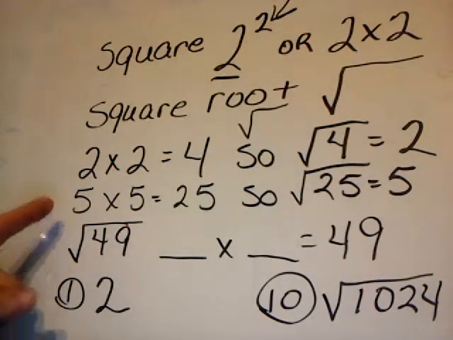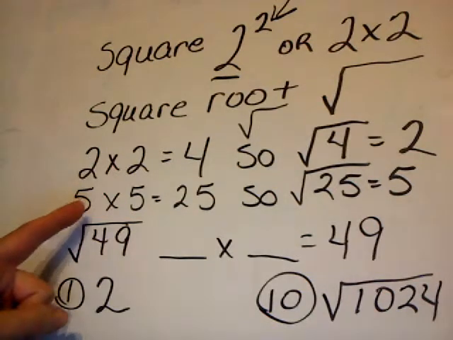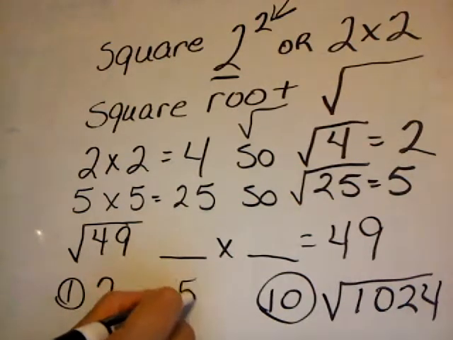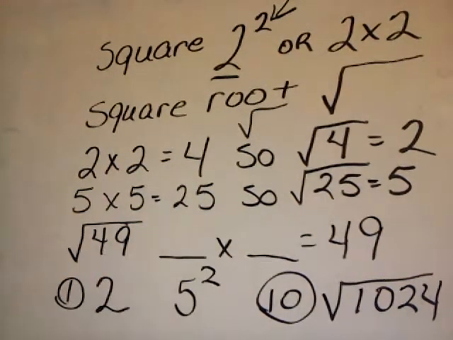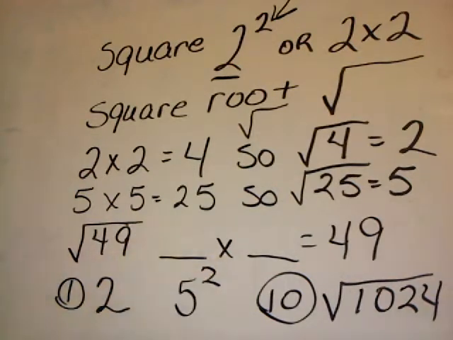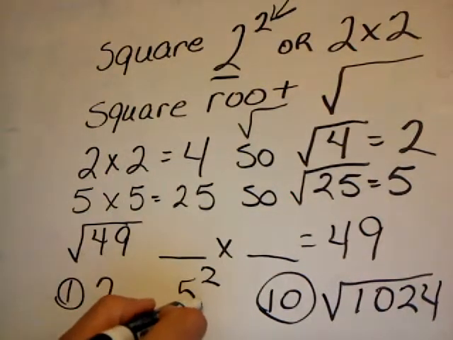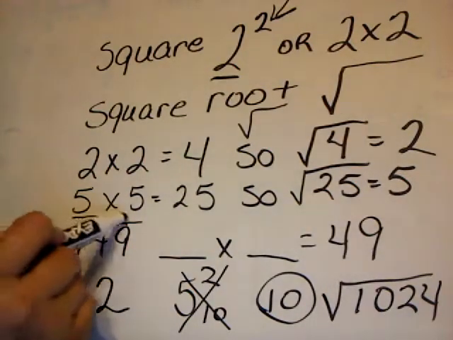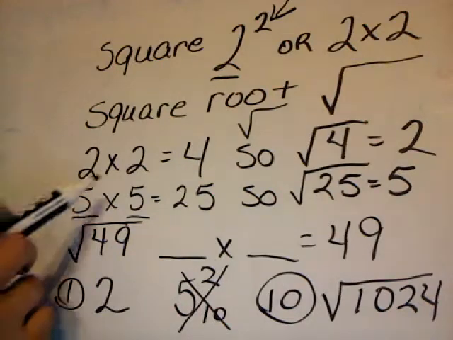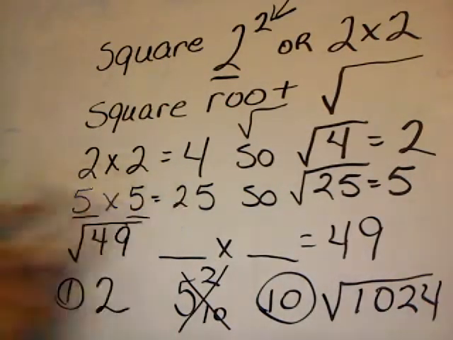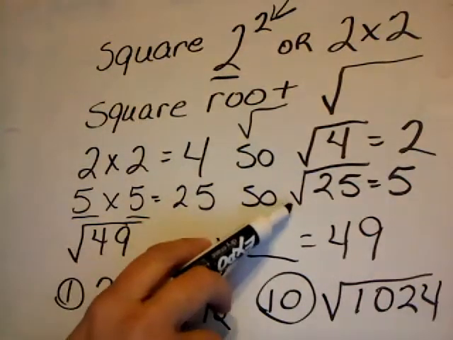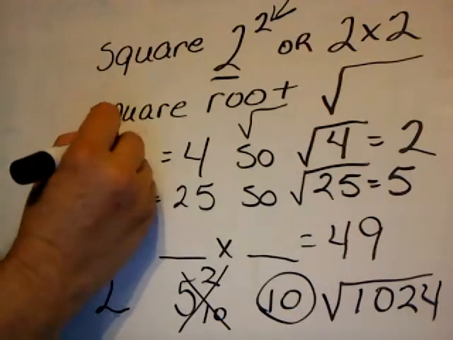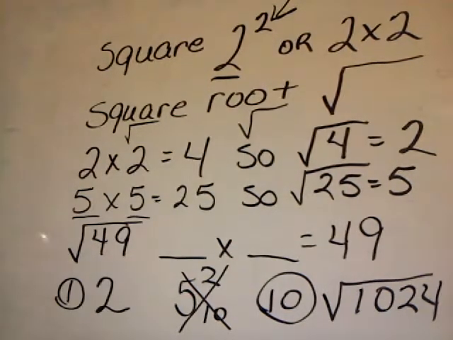Now be careful, because this does not mean 5 times 2, because the square of 5 is 5 squared. 5 times 2 would give me 10, but that is not what this is saying. 5 squared is 5 times 5 equals 25. So the square root of 25 equals 5. I really like to draw these little square root signs. There's, again, a division sign with a little check mark.